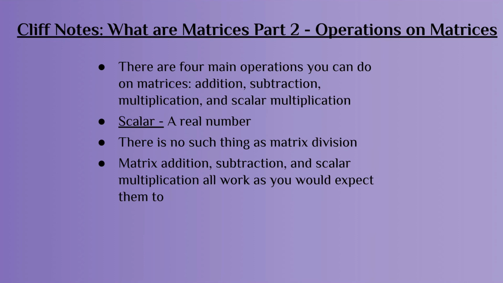Well, anyway, we learned that there are 4 main operations you can do on matrices: addition, subtraction, multiplication, and scalar multiplication. I only went over addition, subtraction, and scalar multiplication today, not multiplication. But what is a scalar? A scalar is a real number. Also, there is no such thing as matrix division. Also, matrix addition, subtraction, and scalar multiplication all work as you would expect them to. I mean, it's pretty intuitive, I guess.